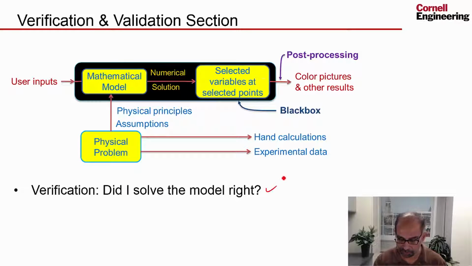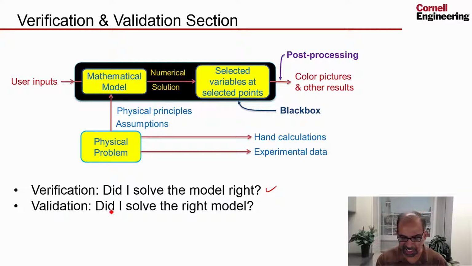And we'll check that. In contrast, validation is, did I solve the right model? That is, my model, is that an accurate representation of the physics? Now, this is the Euler-Bernoulli beam theory. It has been used for decades, and one would assume that for a cantilever beam, for example, it's a good model of the physical problem. But we don't have specific experimental data here, so we can't really do validation in the formal sense. So we'll focus on verification here.